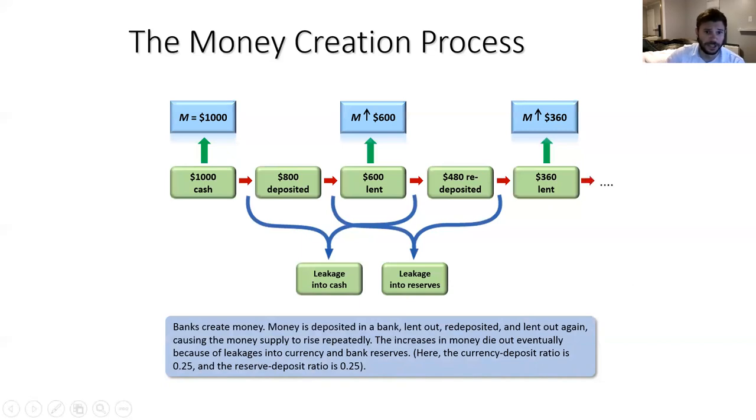And you'll notice each time it looks like the money supply was increasing at about 60% of its original value. There's actually a geometric series you can compute to think about what that converges to, and there's a nice formula to let us do that on the next slide.